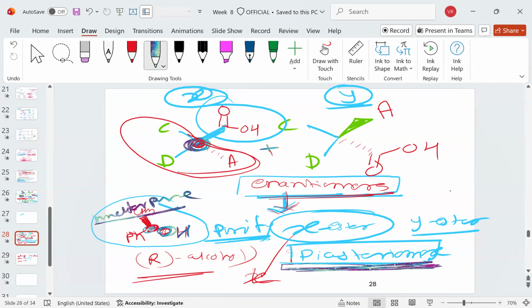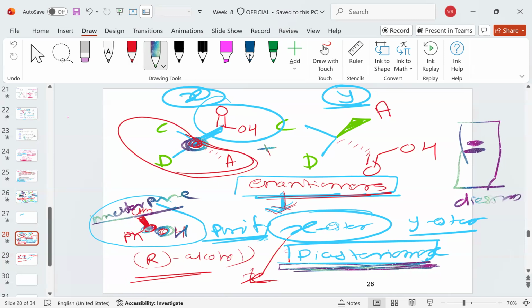But for diastereomers, there will be a difference in the Rf values. If you just perform the TLC, the first diastereomer will be here, the second diastereomer will be here. But in the case of enantiomers, what happens? The TLC profile will be similar. We get only one spot, a mixture of X and Y. So there will be no Rf difference for the enantiomers.